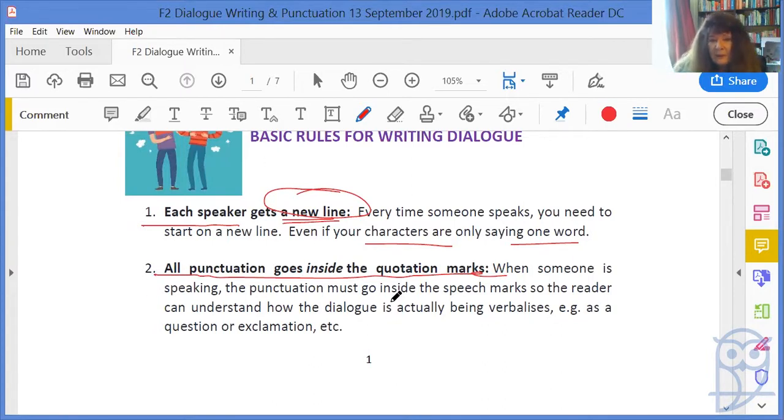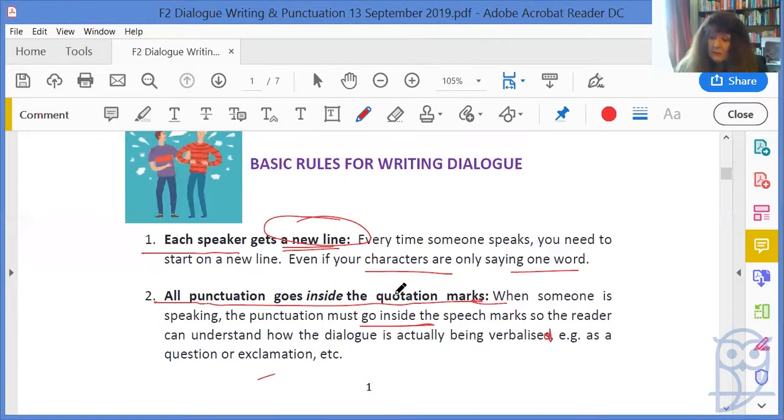When someone is speaking, the punctuation must go inside the speech marks so the reader can understand how the dialogue is being verbalized. E.g., is it a question? Is it an exclamation? What is it? So that's one of the most important things, punctuation going inside quotation marks.